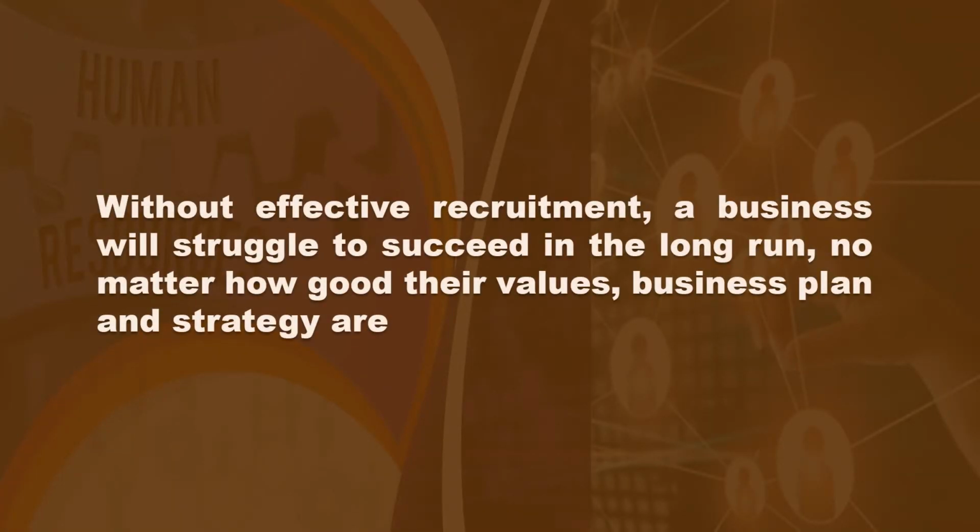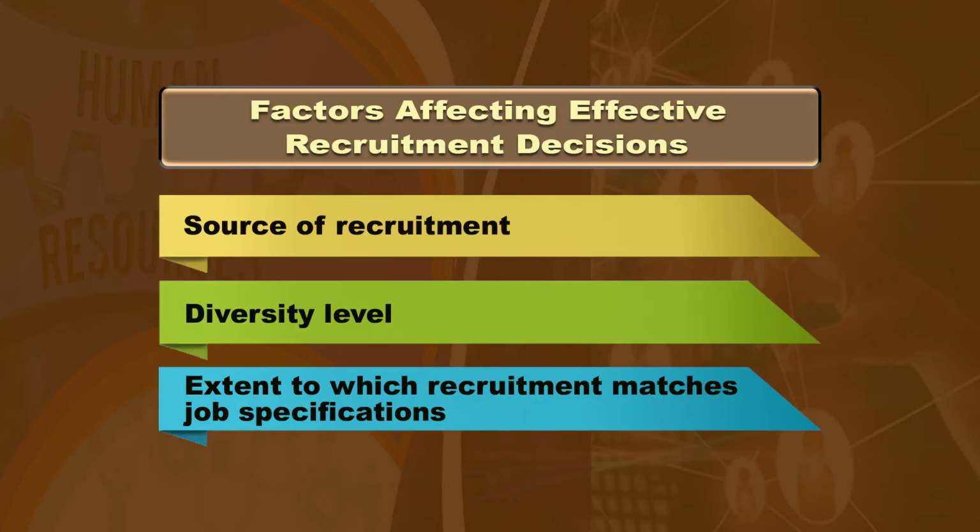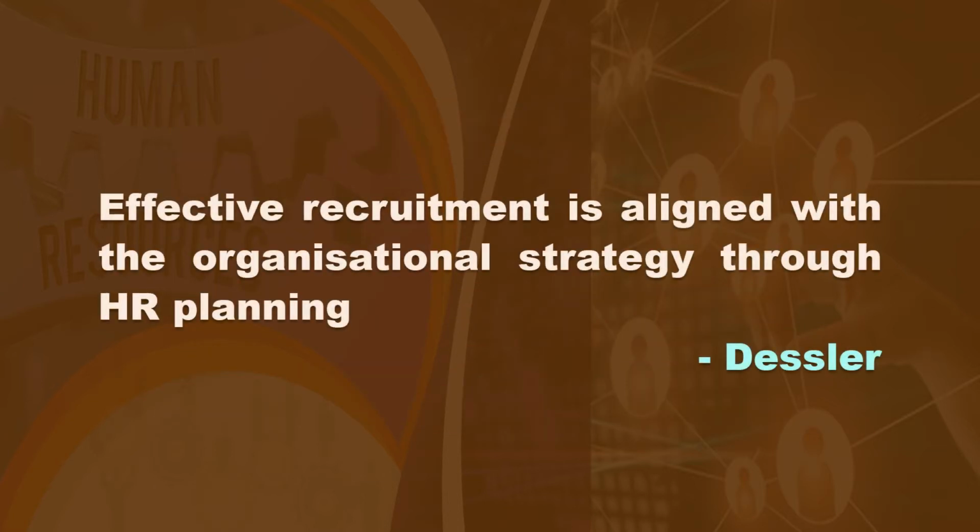Recruitment is a core function of human resource management. Without effective recruitment, a business will struggle to succeed in the long run, no matter how good their values, business plan, and strategy are. Let us understand what makes the recruitment decisions effective. Dessler defines effective recruitment as aligned with the organizational strategy through HR planning. In simple terms, recruitment policy draws from the human resource plans in terms of what number and type of open vacancies to fill. Recruitment sources its direction from the job analysis so that recruiting choices and process are effective.